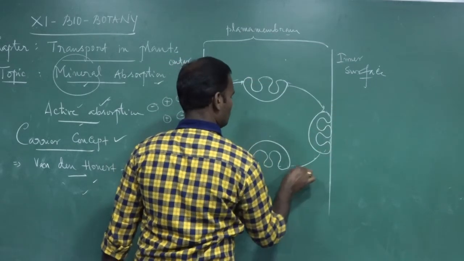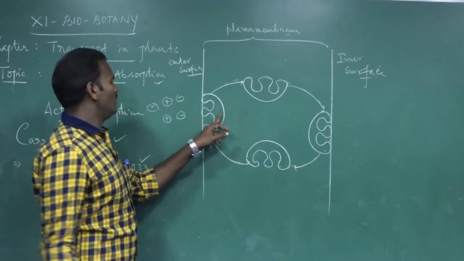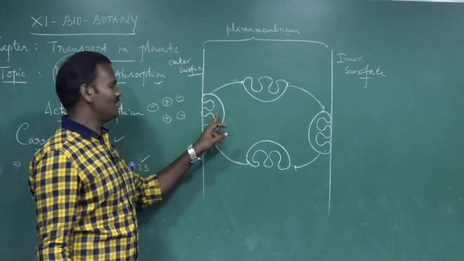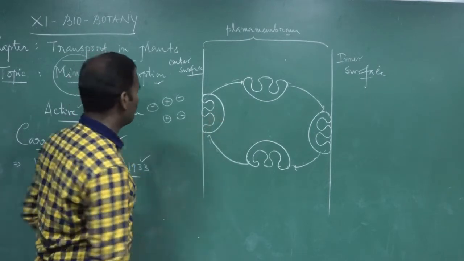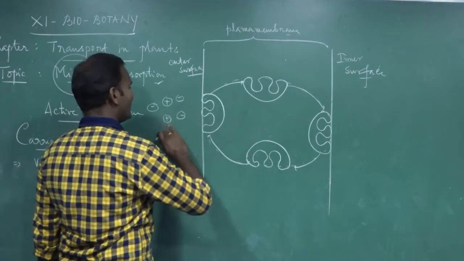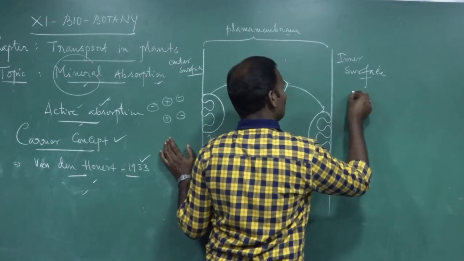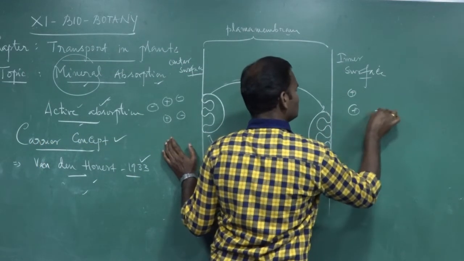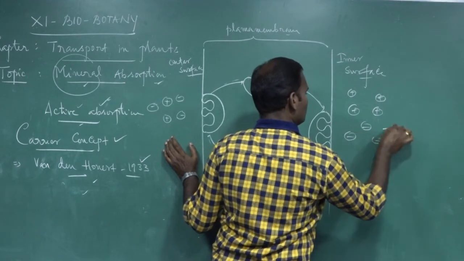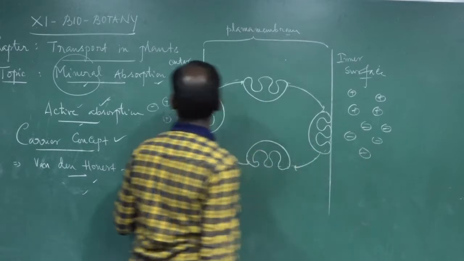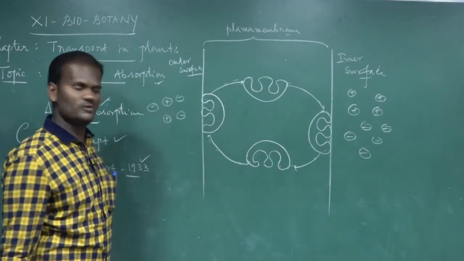It is a membrane protein which is present in the plasma membrane. It is also called a carrier protein. It is also called a transport protein. So for transport of ions from low concentration to higher concentration, inside the surface there is a higher concentration and outside the surface is low concentration, so they should be transported through carrier molecules.